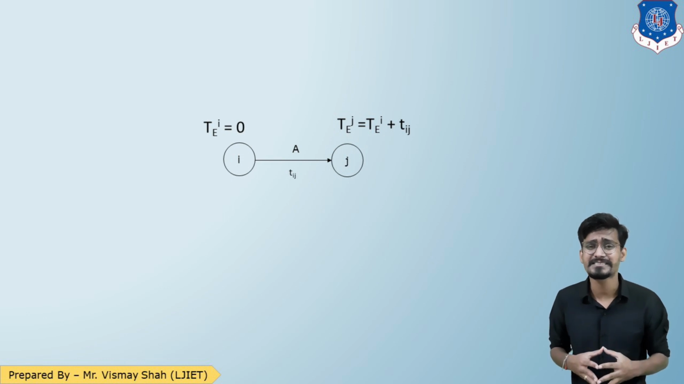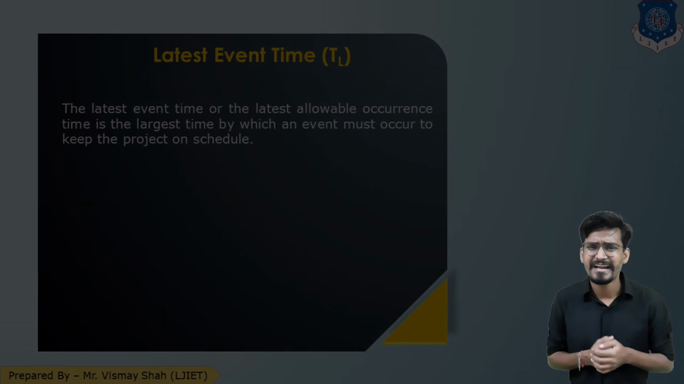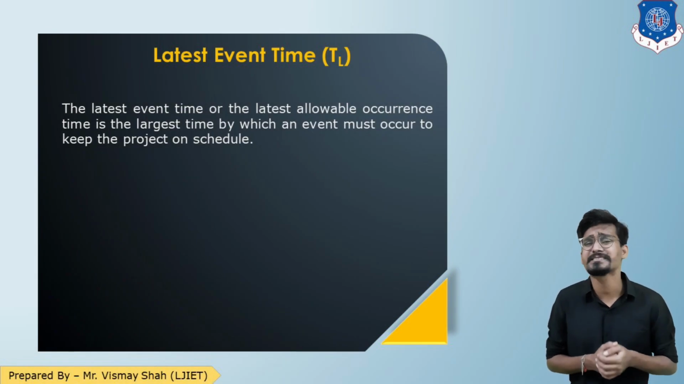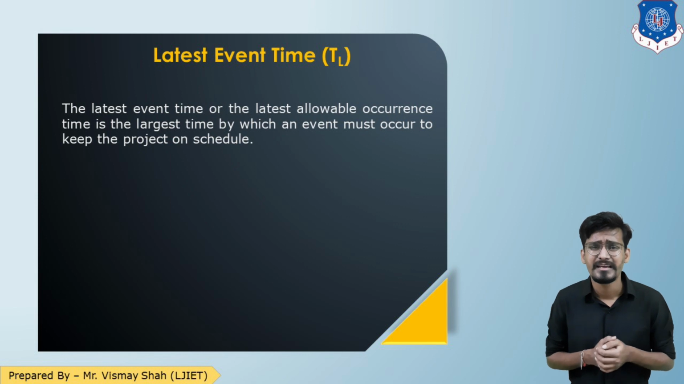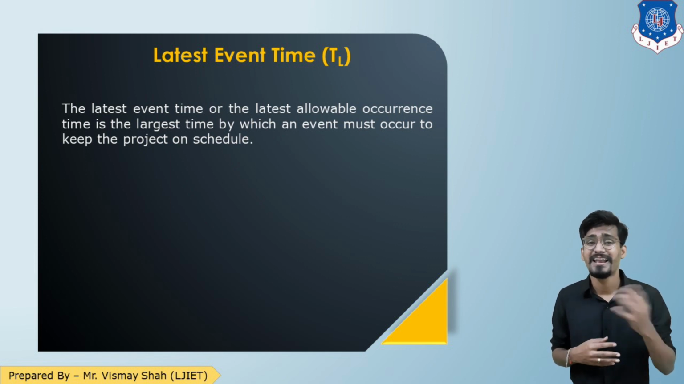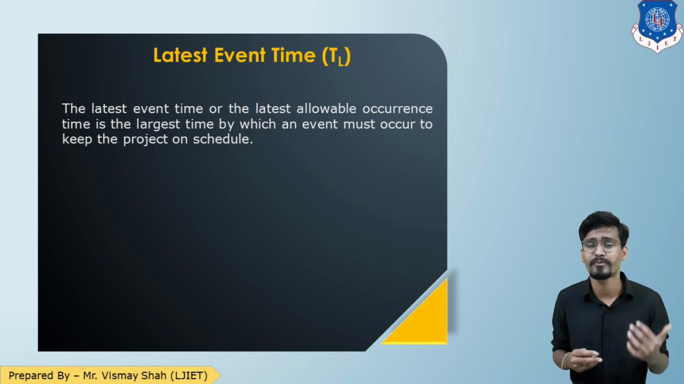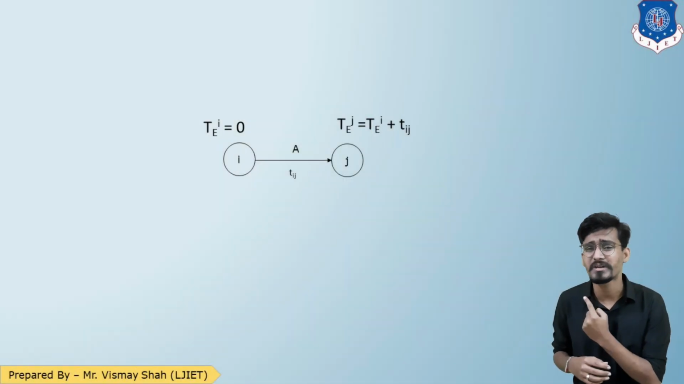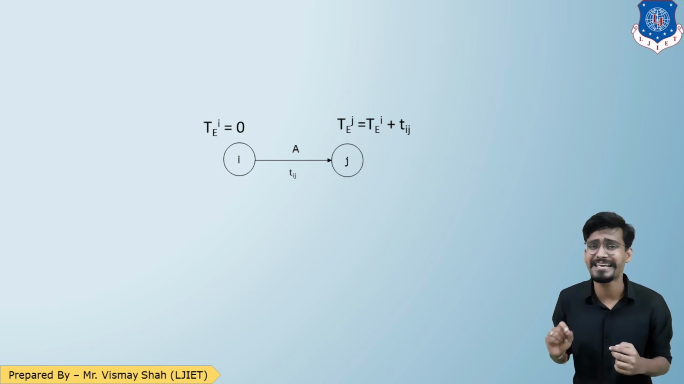Now let us discuss latest event time. The latest event time or the latest allowable occurrence time is the largest time by which an event must occur to keep the project on schedule. That is known as latest event time, TL. But that was our theory portion. Let us understand that in our network representation. All right, so that was up to TE, that TEj equals TEi plus tij. Now j was the last event of our network. That was only one activity, so that was the last event.